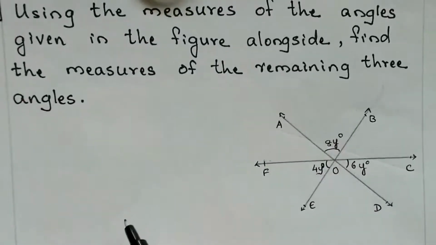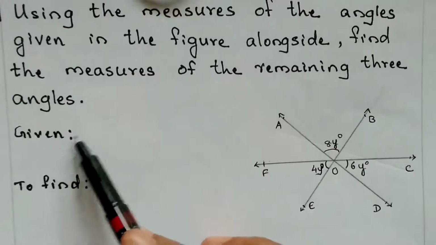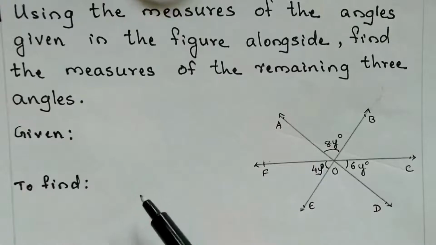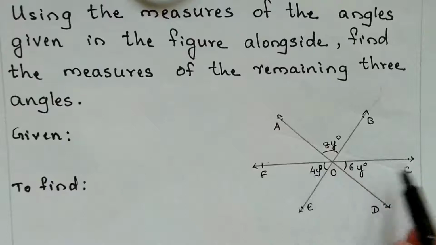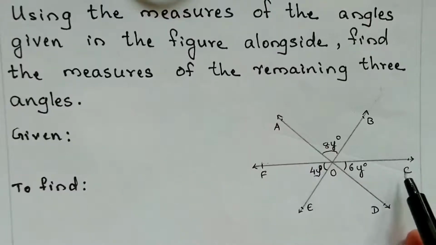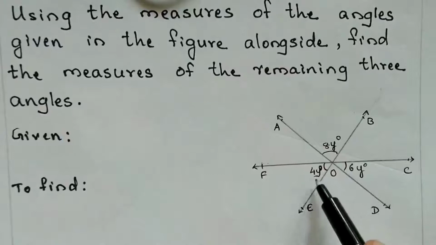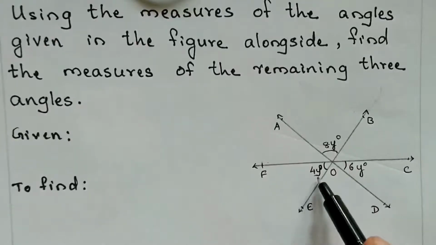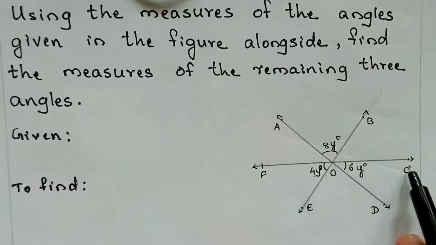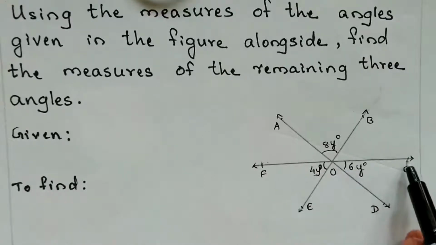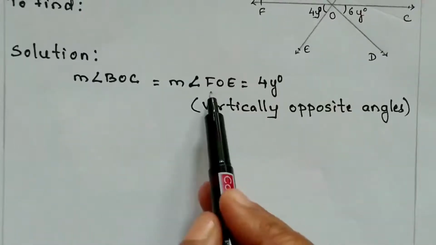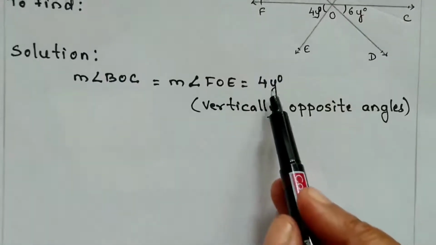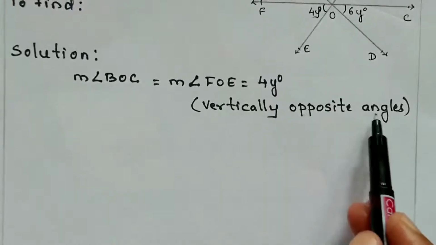I think by now you are able to write what is given and what is to be found out. So you can write what is given and what you want to find out. Now in this figure, angle FOE and angle BOC, what type of angles are they? They are vertically opposite angles. So, if this angle is 4y degree, what will be the measure of angle BOC? Yes, angle BOC will also be 4y degree. So, measure angle BOC is equal to measure angle FOE is equal to 4y degree because they are vertically opposite angles.